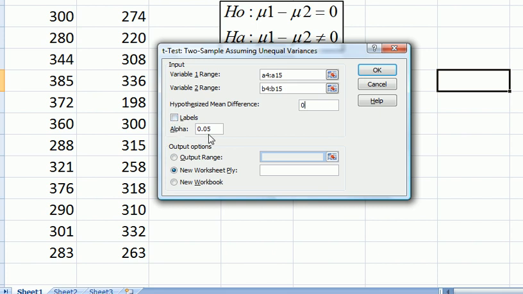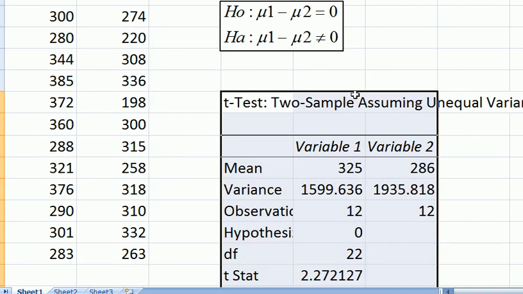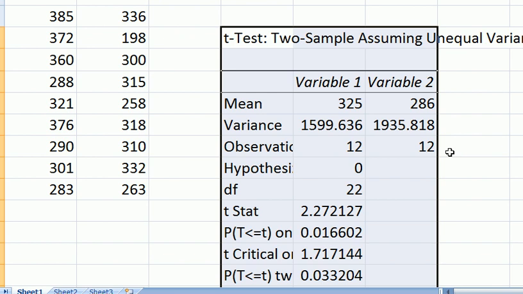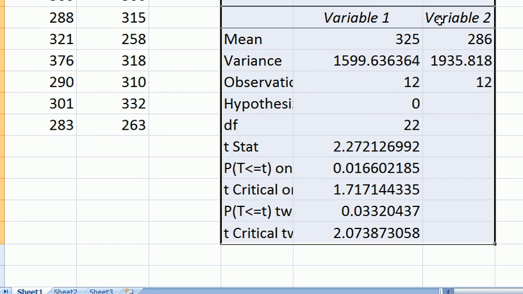Alpha is 0.05, so that gives us a 95% confidence interval. I'm going to put output range, I'm going to put D8 so that it appears right next to our original data. So I'm not going to put it onto a new worksheet. Go OK. And here we have the result. It's a bit tight, so I'll space it out.